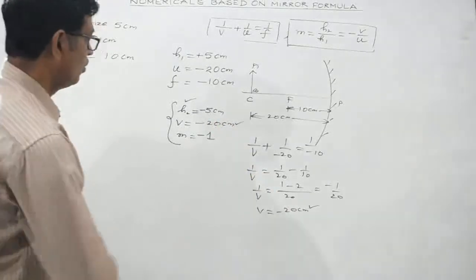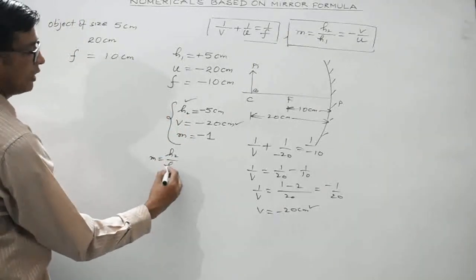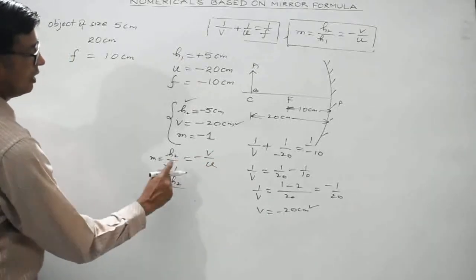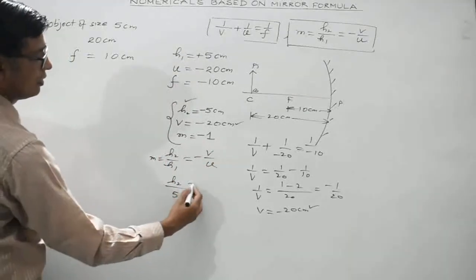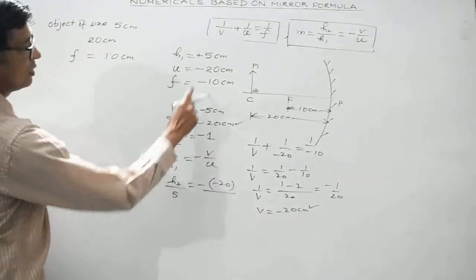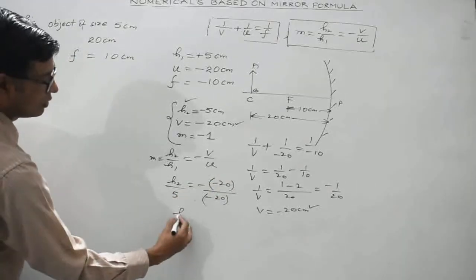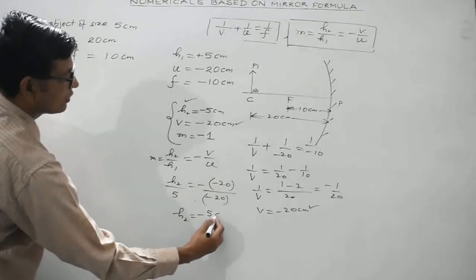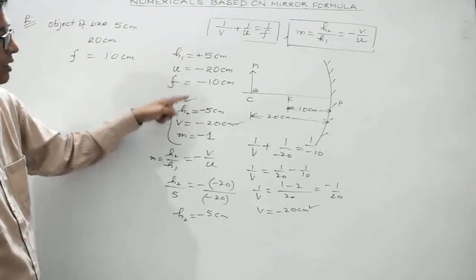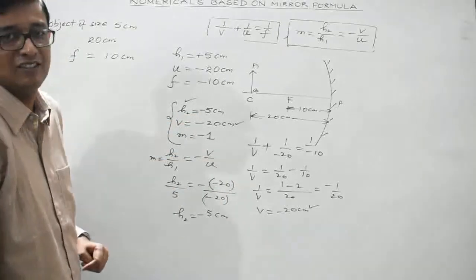Isn't it? Okay. Now M is equal to H2 by H1 is equal to minus V by U. H2 is to be found. H1 is given to be 5. V is minus 20. U is minus 20. Minus 20 get cancelled. So H2 is equal to minus 5 centimeter. See? Size of the image is same as that of the size of the object. Negative sign suggests that the image obtained is inverted.